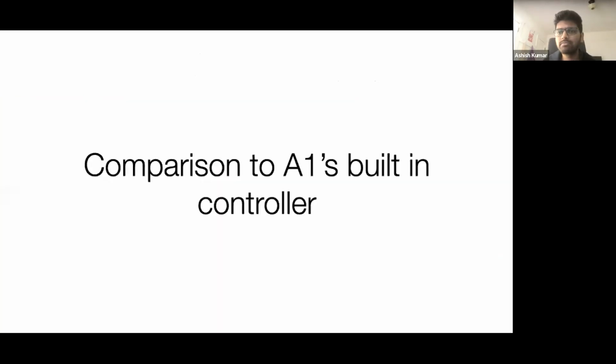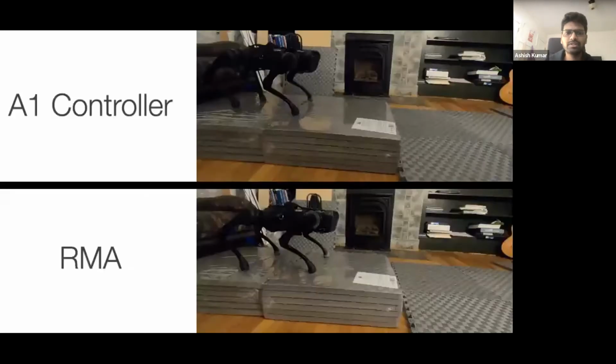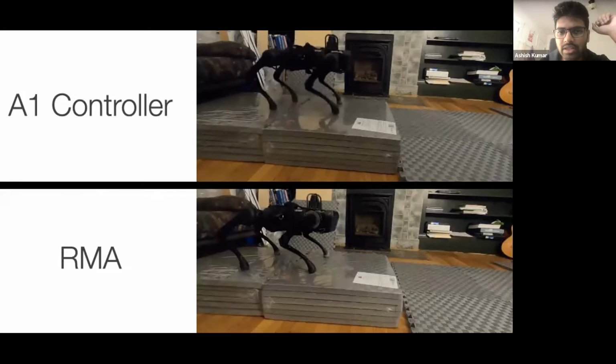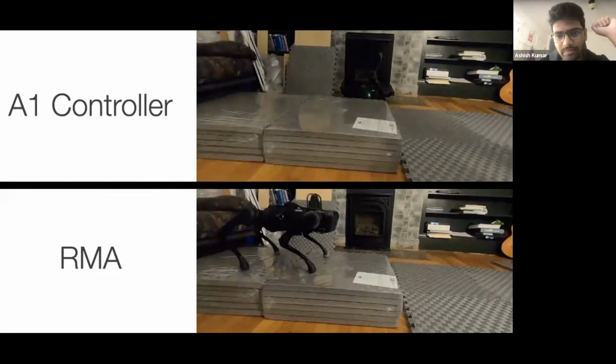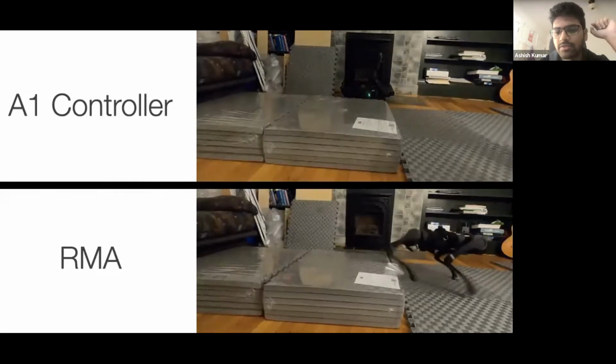Now let's get into some comparisons. So let's compare with the A1's built-in controller that ships with the A1 robot. So this is the first task. In this, the robot has to step down this height, and focus on the feet of the robot. And you'll see that when it walks, the moment it has a misplaced step, it destabilizes. But RMA will have the same misplaced step, but it will be able to successfully cross it.